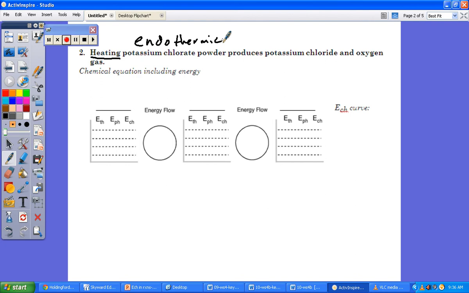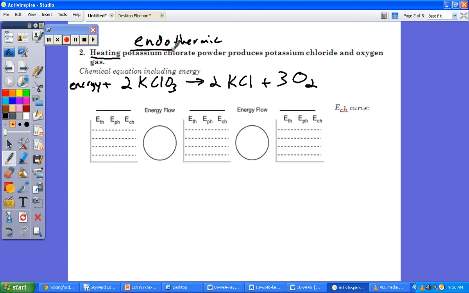So let's start by writing the reaction out here on top. You have potassium chlorate, which is KClO3. It's an ionic compound. And then you have products KCl plus O2. To balance this, you need to put a 2 and a 3 here. Now, in this part, we're going to put energy on the left side because, again, it's endothermic. We're putting energy into it.